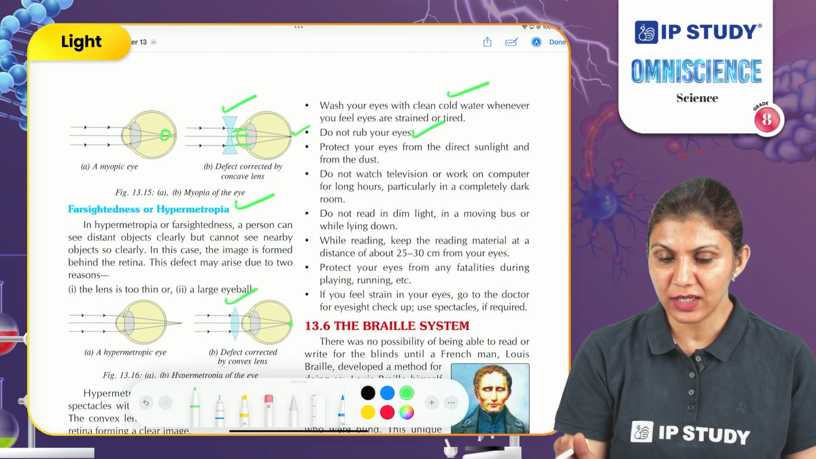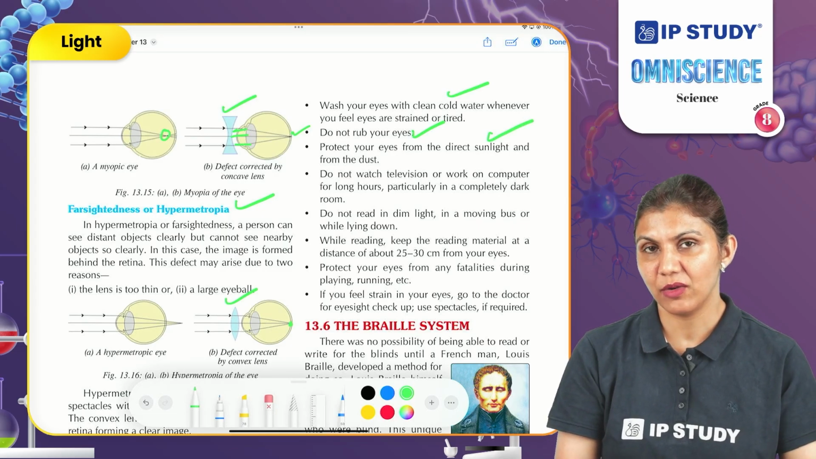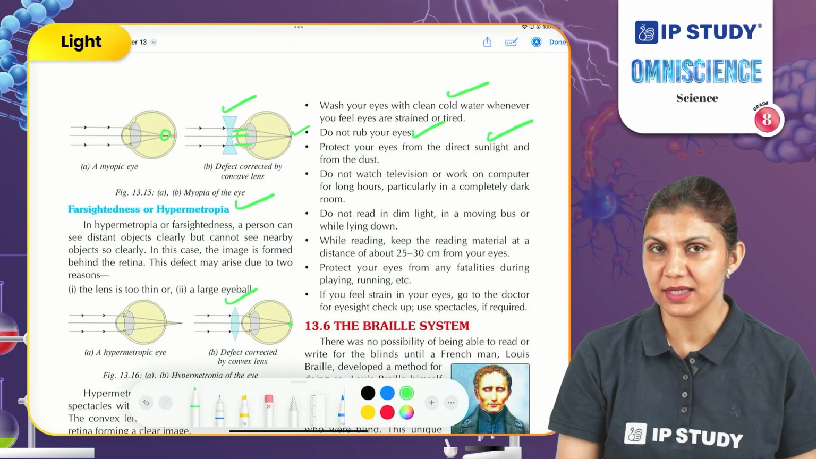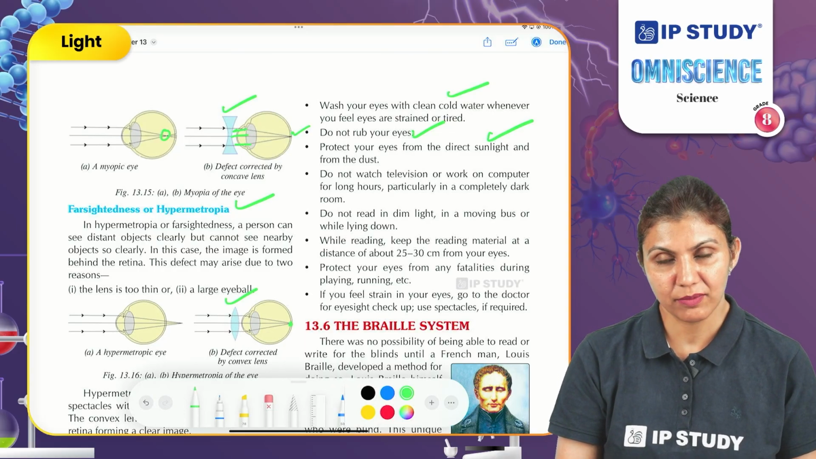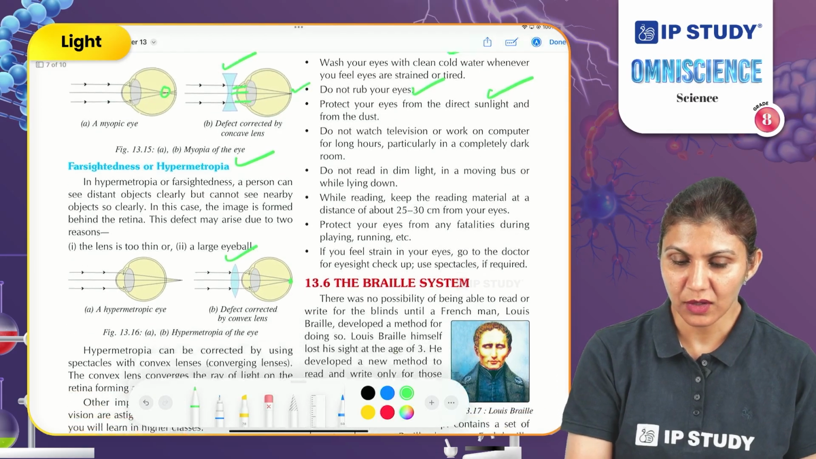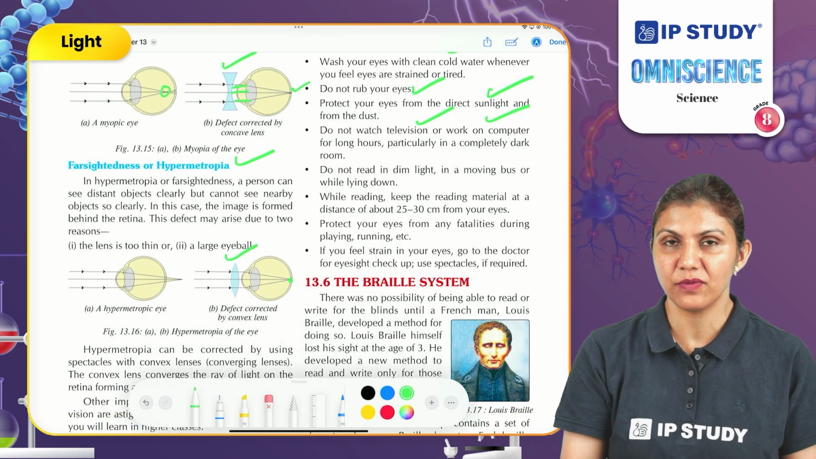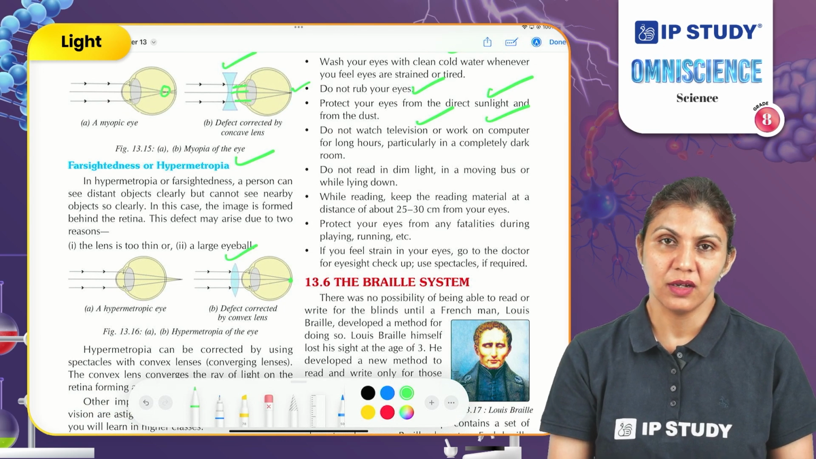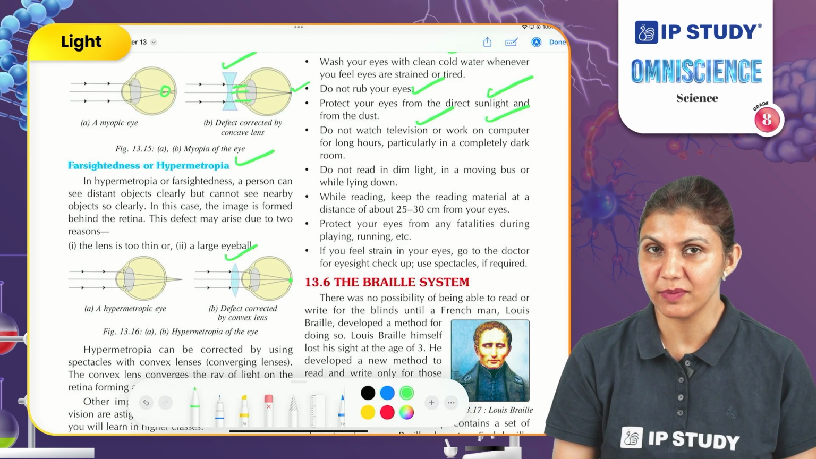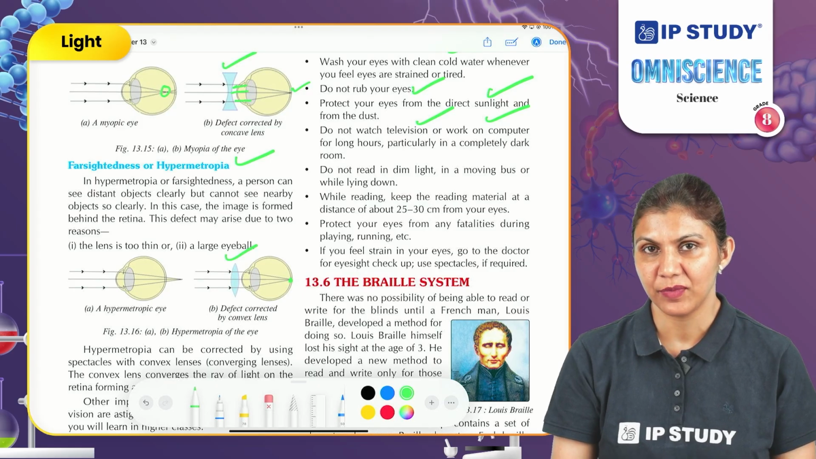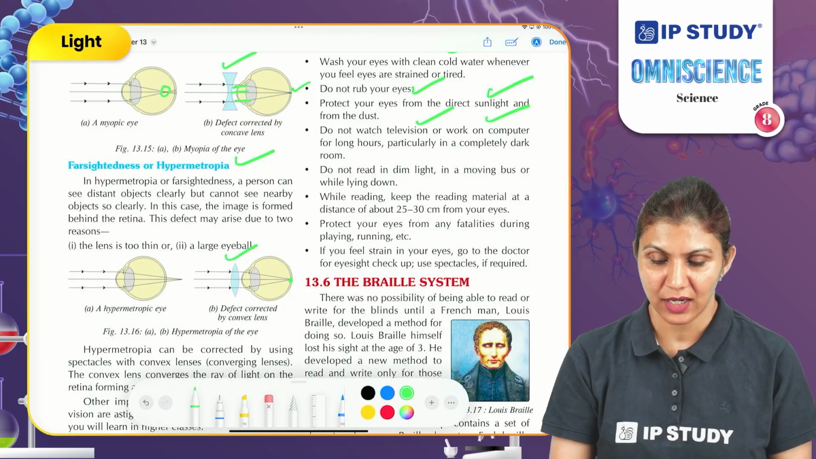Protect your eyes from the direct sunlight or dust. If you are going outside, wear sunglasses which can protect your eyes from the dust and bright sunlight. Do not watch television or work on a computer for long hours, and do not watch tablets, laptops and phones. It means you need to reduce your screen time. If you are using more screen, you are straining your eyes.